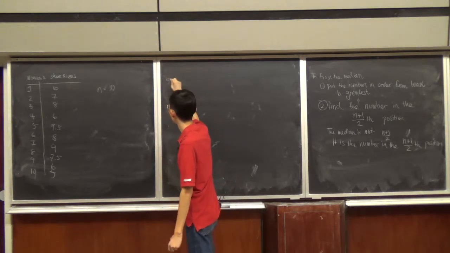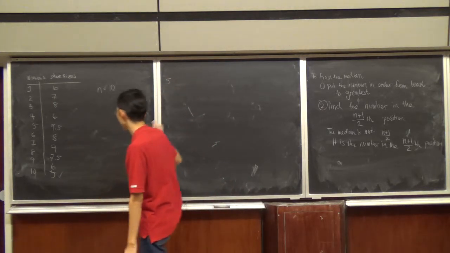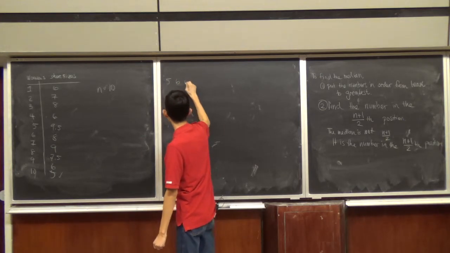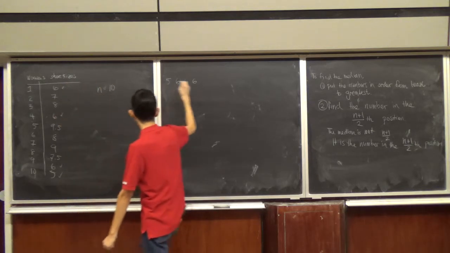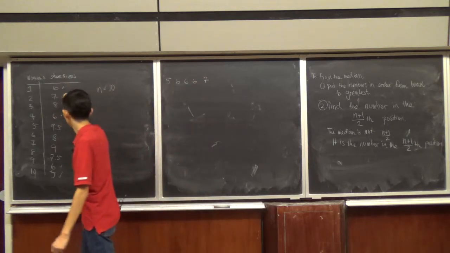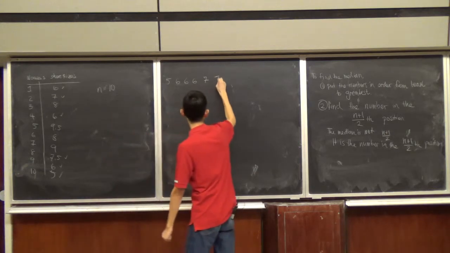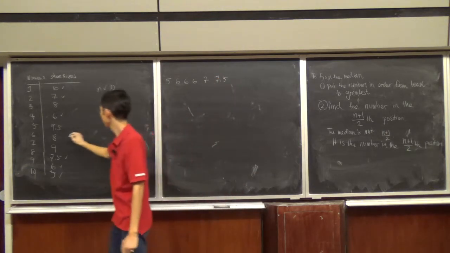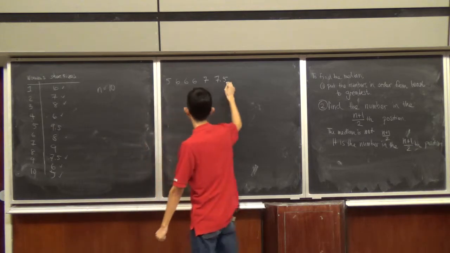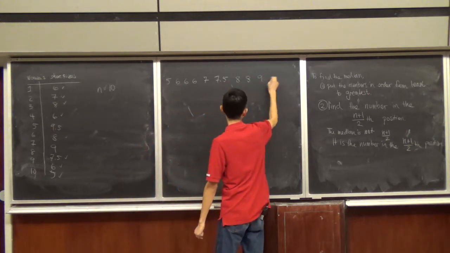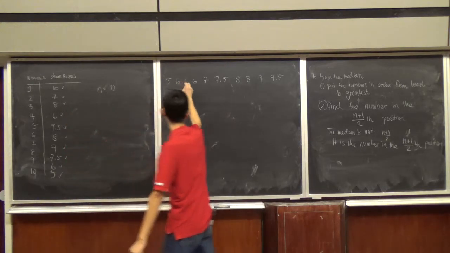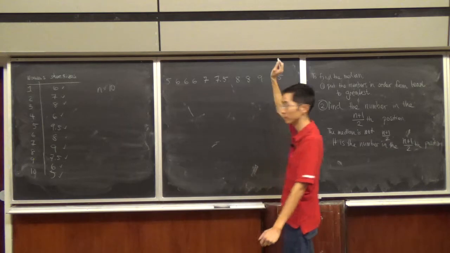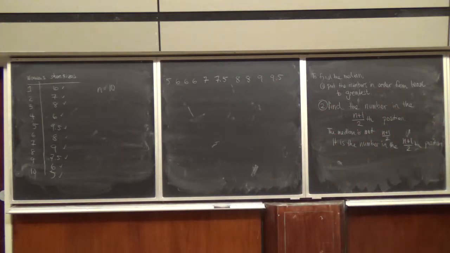So I'm going to go 5. I'm going to just check off each number as I go. Then I think I have 3 students who have size 6. I have a 7, a 7.5, an 8, 2 8s, a 9, and a 9.5. Is that everybody? 1, 2, 3, 4, 5, 6, 7, 8, 9, 10. I have 10 shoe sizes from least to greatest here.